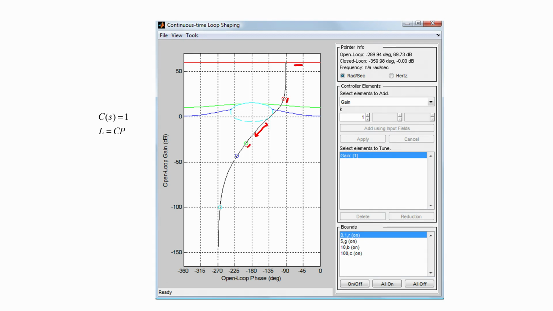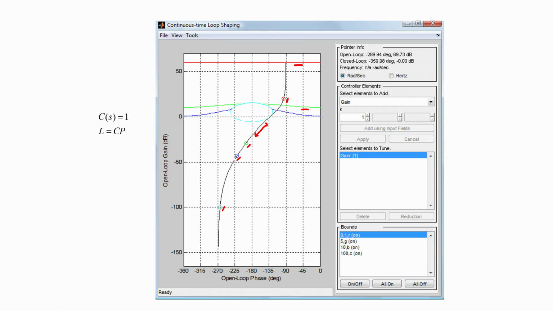The green circle indicates the loop gain at 5 radians per second, while the green bound indicates the bound on the collective performance and stability at 5 radians per second. The blue circle here indicates the value of the loop gain at 10 radians per second, and the cyan colored circle indicates the value of the loop gain at 100 radians per second.